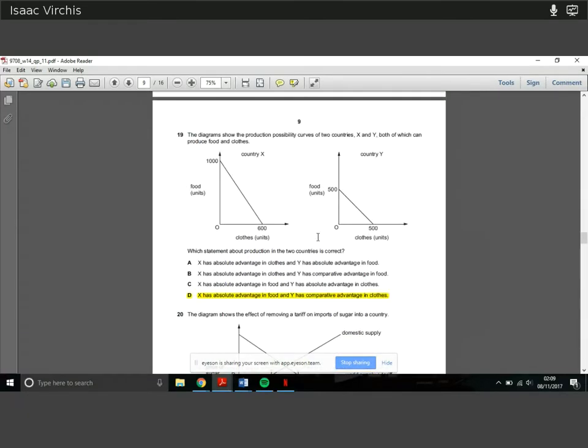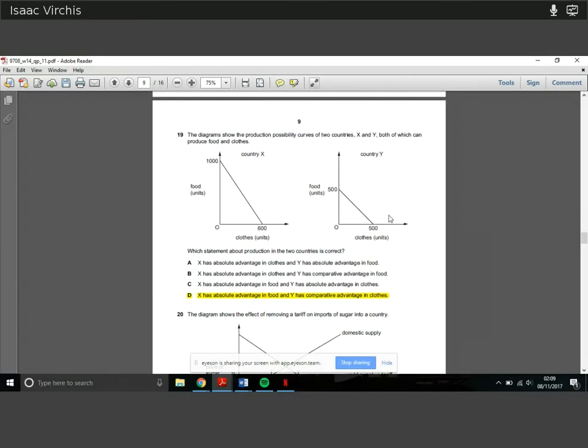Okay, question 19. Now here we've got a diagram showing the production possibility curves of two countries. We've got country X and country Y. They can both produce food and they can both produce clothes. So which statement is correct? Well, here we're looking for the definition of an absolute advantage. A country which has an absolute advantage can just produce more of a good than the other. So here country X would have an absolute advantage in food. And country X would, in fact, also have an absolute advantage in clothes. If they dedicated all their resources towards it, they'd be able to produce even more.